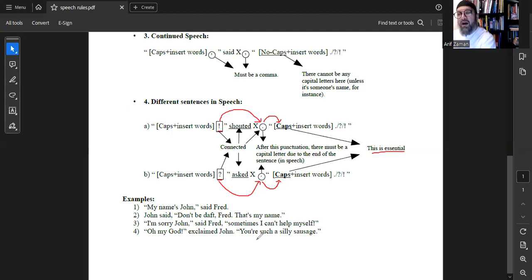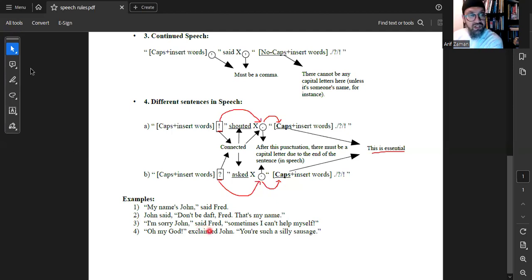Mix it up. Now, there is a fifth one that you could do. The fifth one is when you have two people having a conversation, and once you say "said Fred," and then the next one, "John said." Okay, so let me just show you. So imagine number 1 is "My name's John," said Fred. The number 2 is John said, "Don't be daft, Fred, that's my name." The third one, if we decided not to interrupt it in the middle, we could eliminate "said" entirely and just have the sentence.